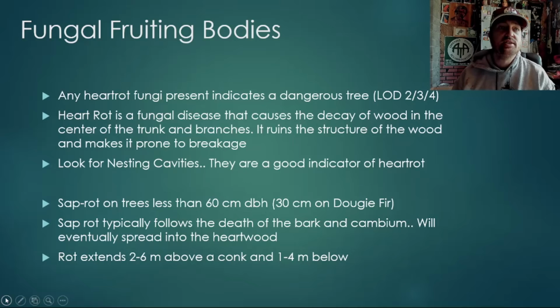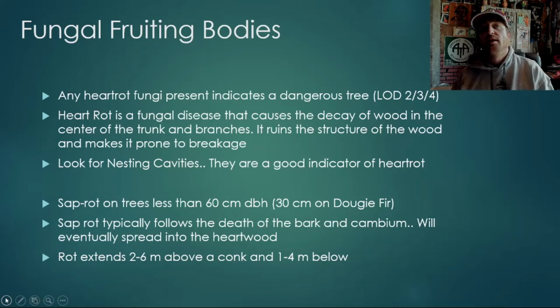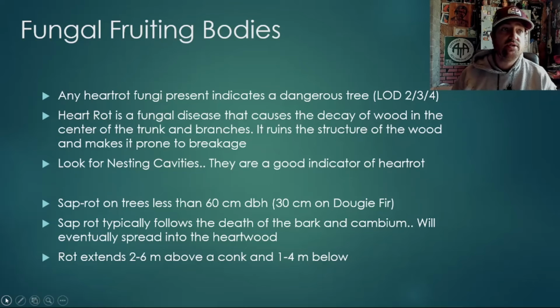Nesting cavities in trees are a good indicator of heart rot. So if there's birds nesting in big holes in a tree, why did that hole get there in the first place? Sap rot on trees, less than 60 centimeters, 30 centimeters on Douglas fir.